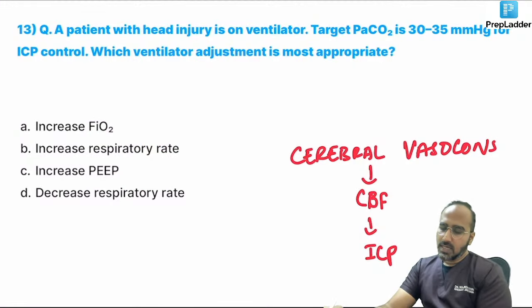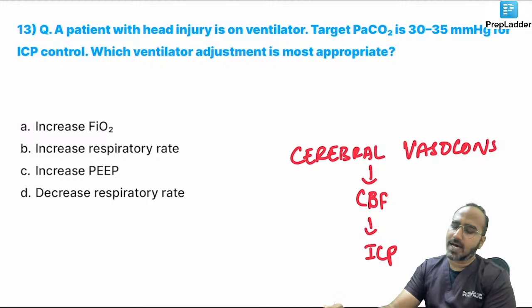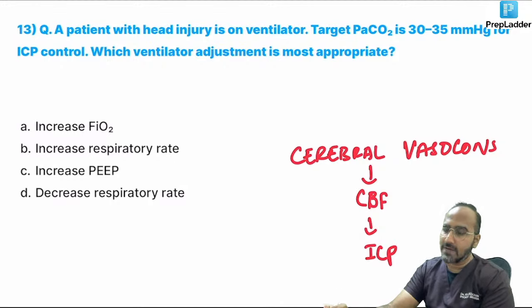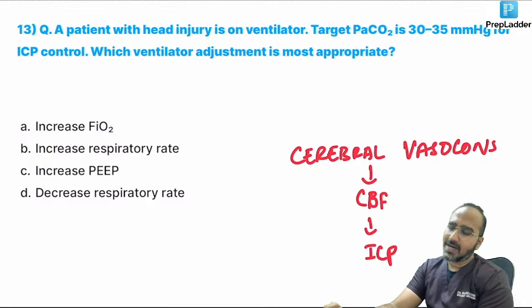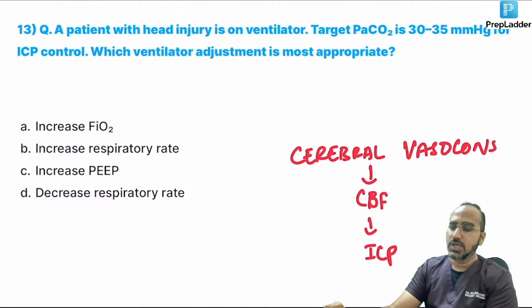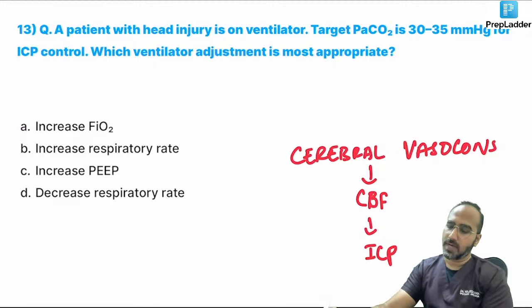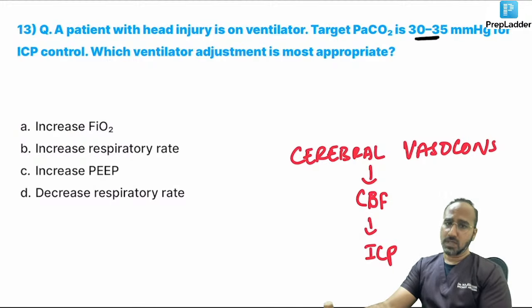Okay. Now look over here, guys. Coming to the next question. A patient with head injury is on a mechanical ventilator. Targeted PaCO2 is 30 to 35 mm of Hg for ICP control. Which ventilator adjustment is most appropriate? Okay, guys. So remember, this patient has an intracranial pressure which is high, right? And we have to target the PaCO2 of 30 to 35.